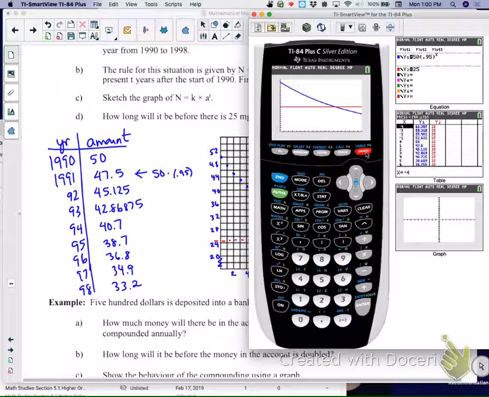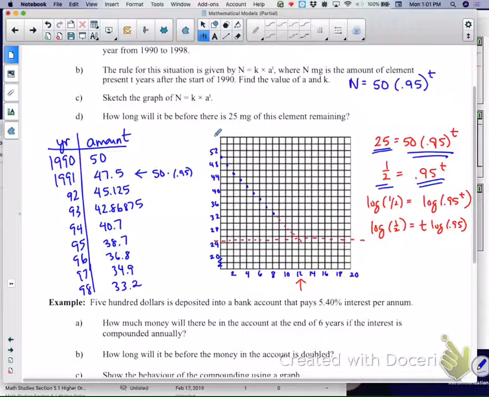And then there's my other one. So we're going to see where they intersect here. We're going to hit second in the calculate button, go to number 5. We hit enter, enter, enter. Remember, our estimate was 12 years. It's 13.5 years. So not bad. And that's the same thing you would get if you solve this equation up here too.